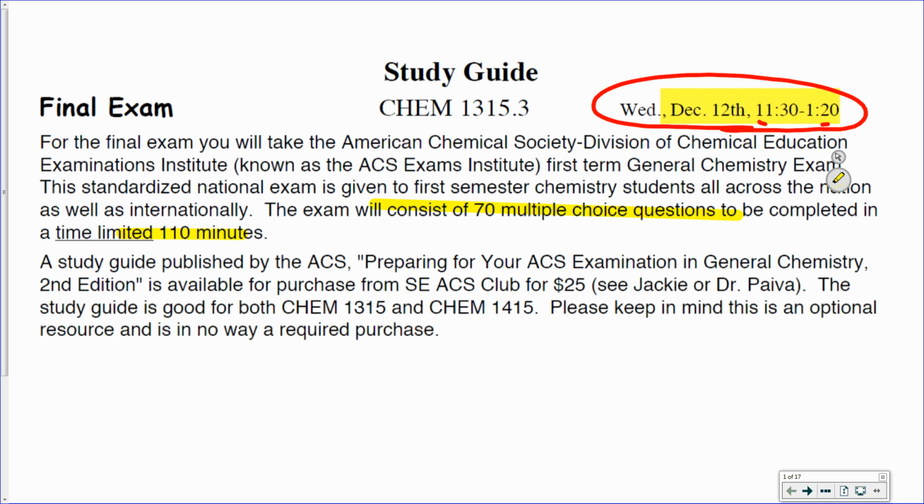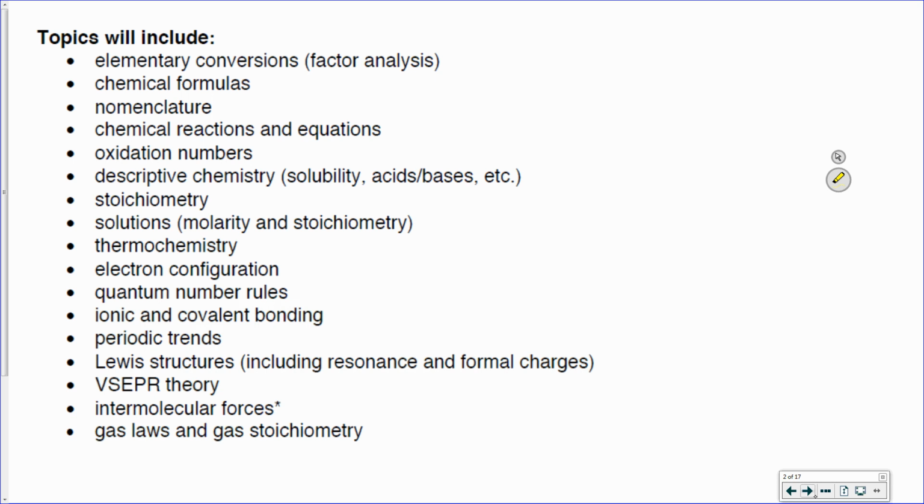The study guide's available, so I sold one to somebody a while ago. If you want one of those, it has a breakup by chapter of the topics that you should cover. It gives you example questions. Again, in no way do I require that you purchase this. It's a suggestion if you want to work on improving your grade. Here are the topics that are on that exam. These are the things, for the most part, we've covered this semester.